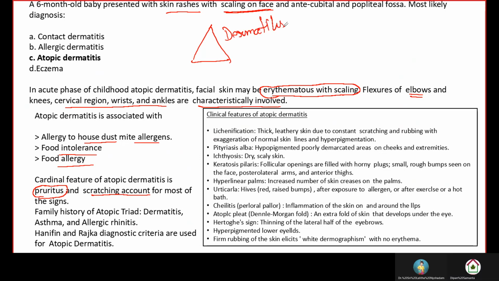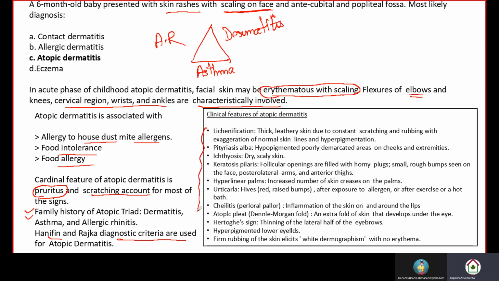dermatitis. The triad: family history, dermatitis, asthma, allergic rhinitis. This is a triad of atopic dermatitis. Another thing is Hanifin and Rajka diagnostic criteria are used for diagnosing atopic dermatitis.